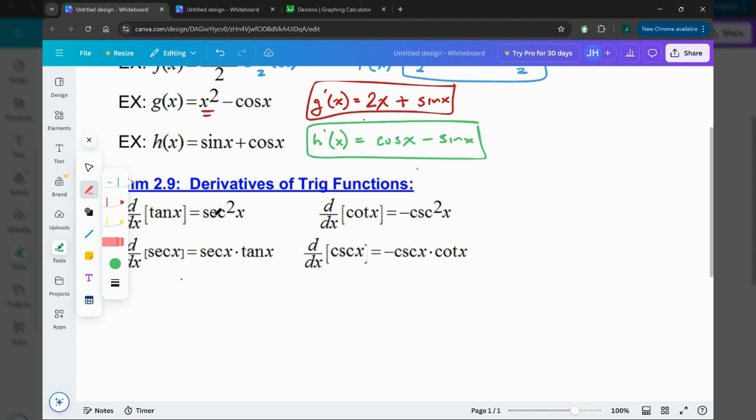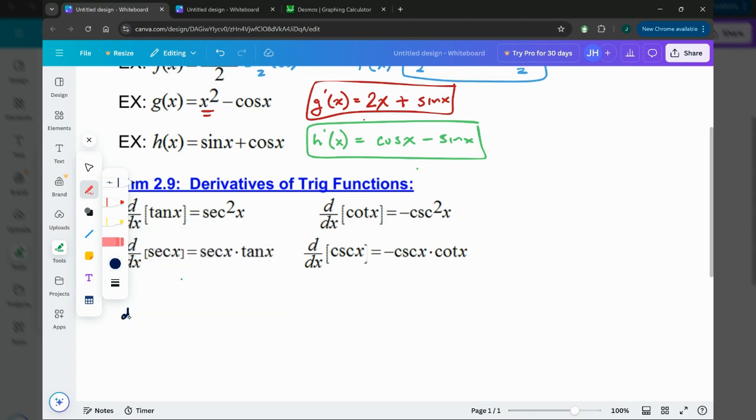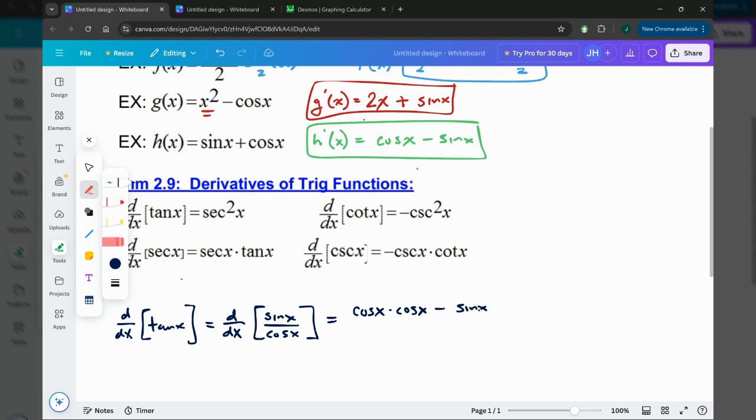Now, when we start taking the derivatives of tangent, let's prove tangent. What is another way to write tangent? Well, most people are going to say tangent is sine over cosine. So what we're going to do here is we're going to do a quotient rule. We're going to take the derivative of the top times the bottom minus the top times the derivative of the bottom would be negative sine. So that would make this plus in front of that term. And this is all over the bottom squared.